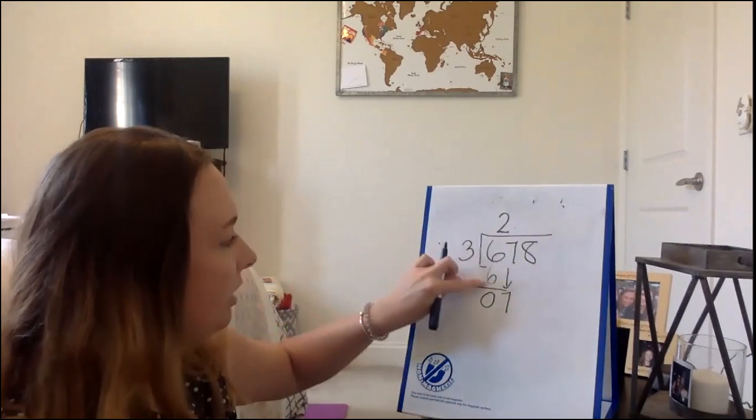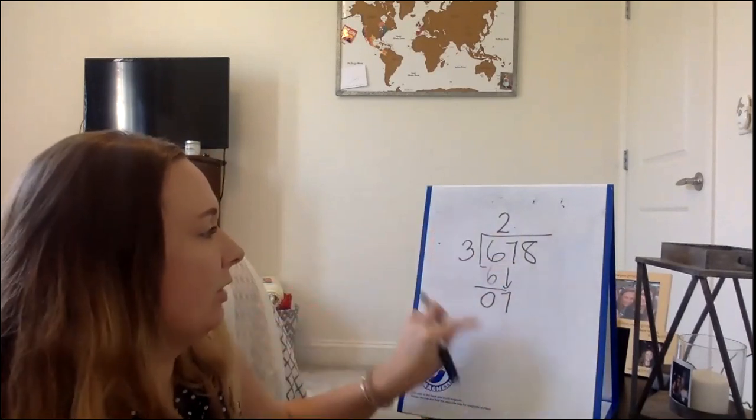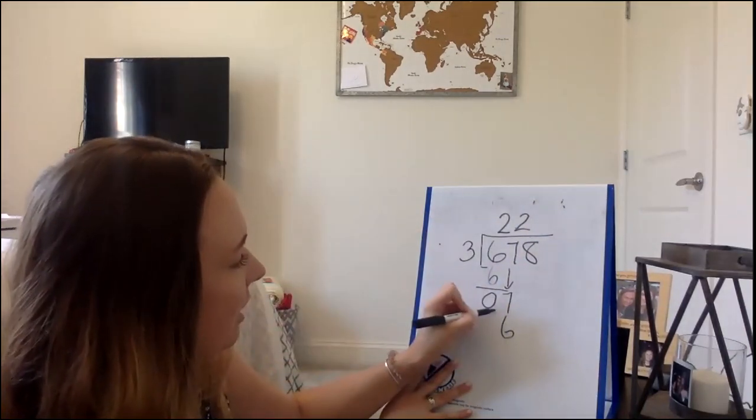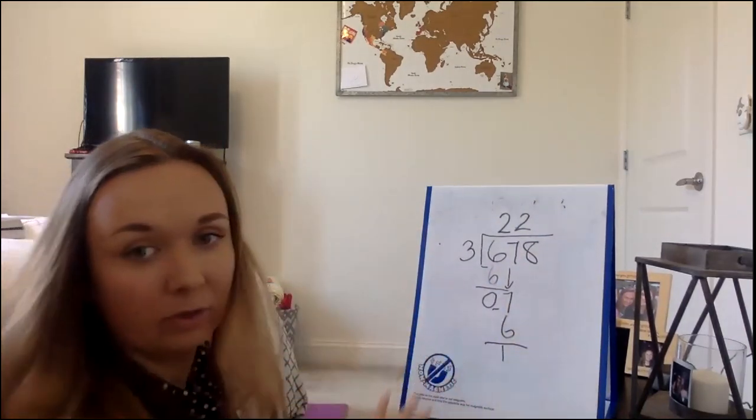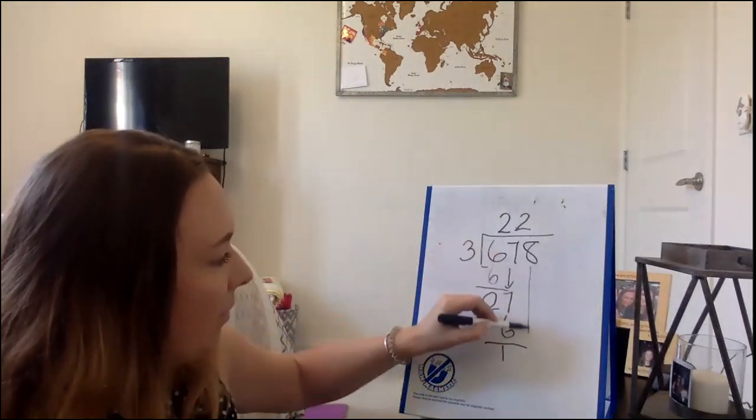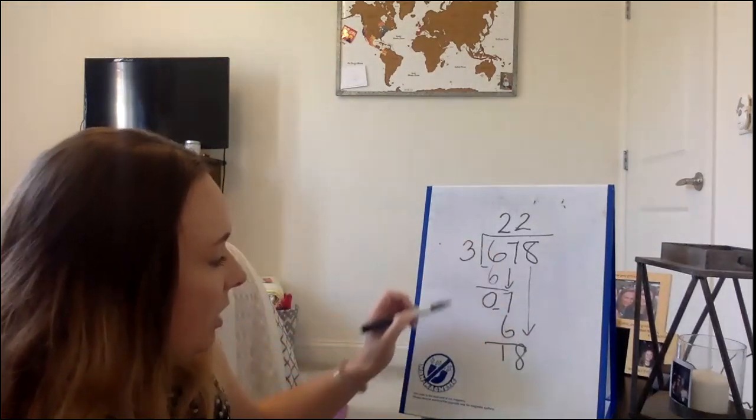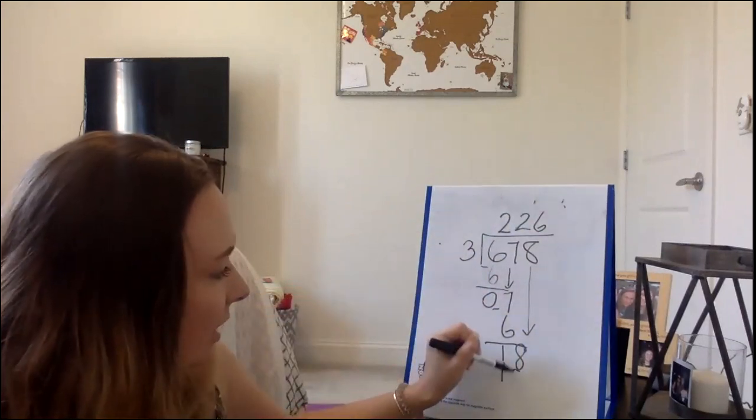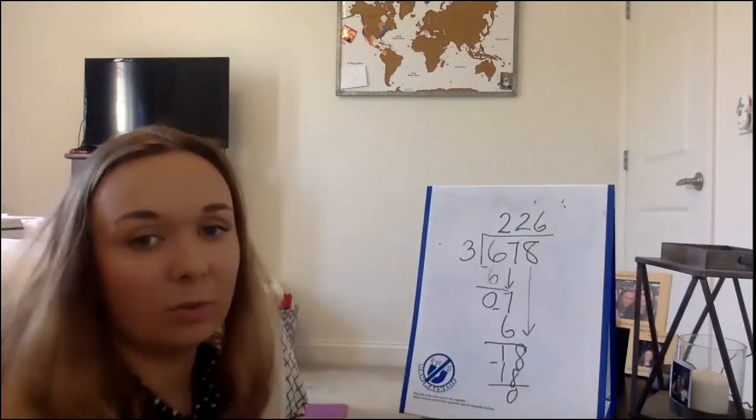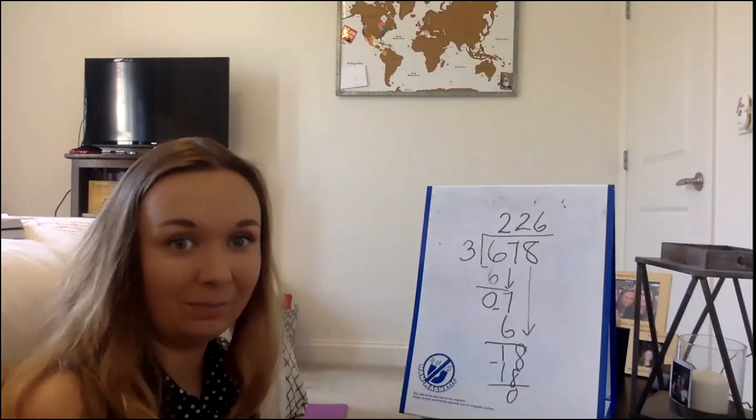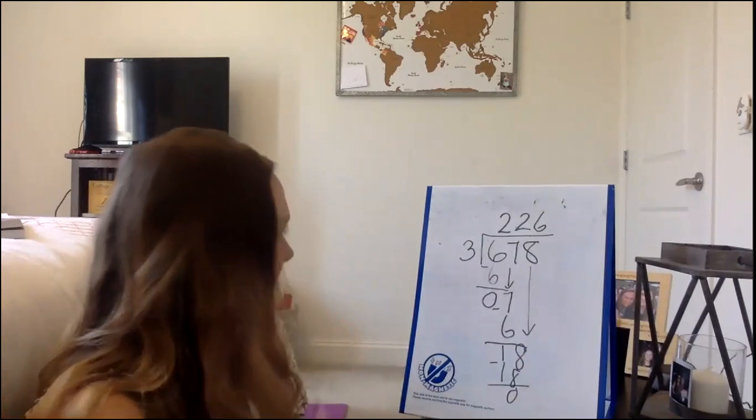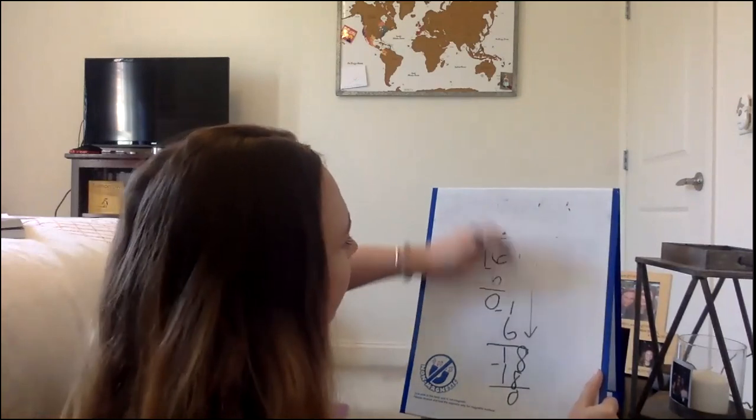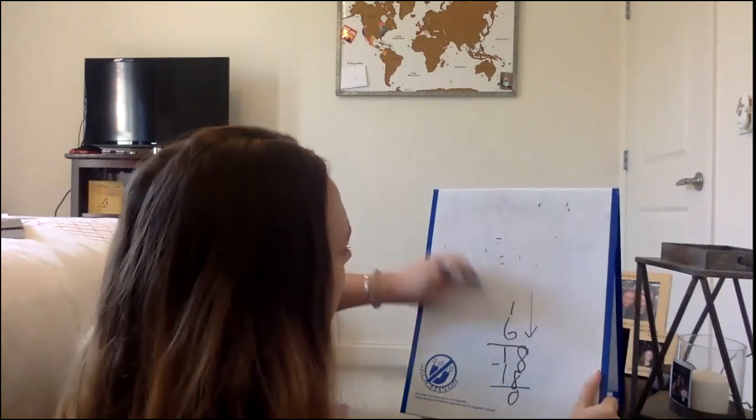2 times 3 is 6. Now 3 goes into 7 again 2 times. 2 times 3 is 6. When I subtract, I have 1 left over. Bring down my 8. 3 goes into 18 6 times, and 6 times 3 is 18. So I have no remainder. Give yourself a check if you had that one correct. Go through and look for your mistake if you made one.